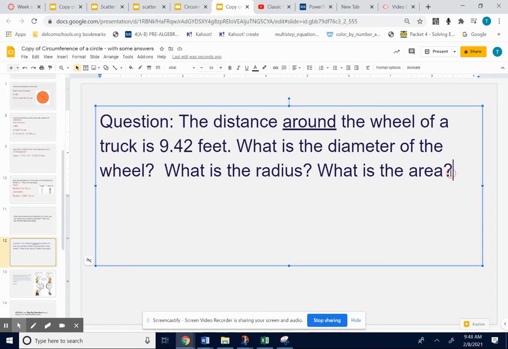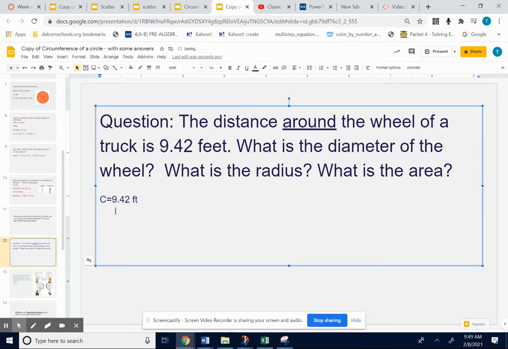Sometimes it's hard to get this to the right. I'm going to move this down to a lower font because I think I'm going to run out of room. And you guys may want to too. So I'm given the distance around the wheel of a truck is 9.42 feet. What is the diameter? What is the radius? What is the area? Guys, breathe. You can do it. The distance around the circle is 9.42 feet.